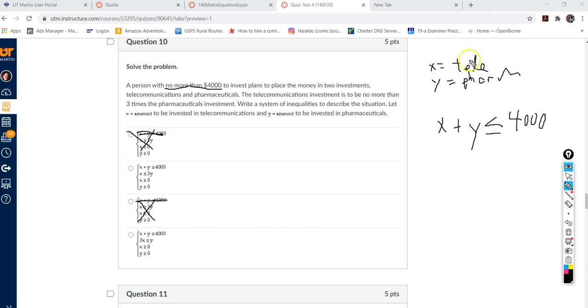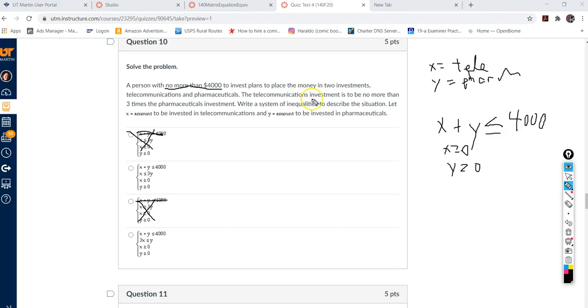Okay. Now, the money that you invest in telecommunications has to be a positive number. You can't invest negative dollars, and the same for the money that you invest in pharmaceuticals. So we would need X is greater than or equal to 0, and we would need Y is greater than or equal to 0. Okay, and that has not whittled anything down. Okay, so it's going to come down to this.